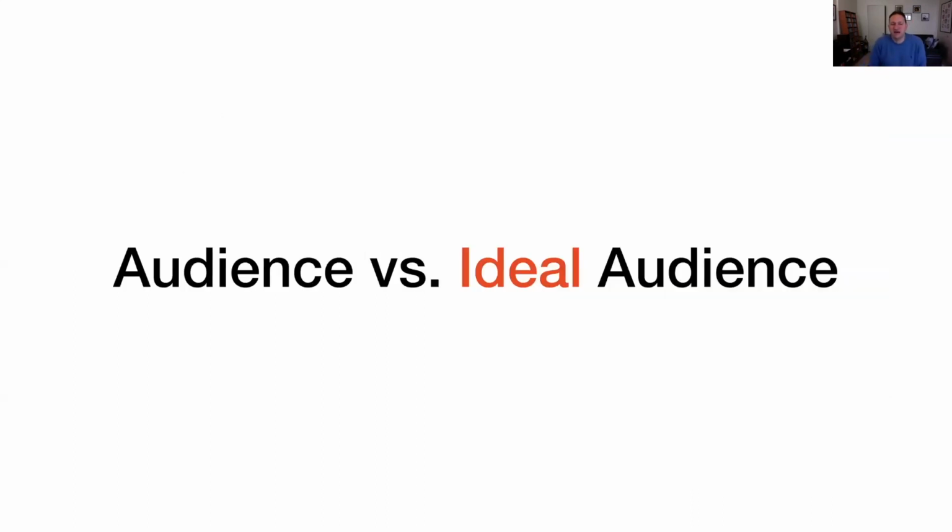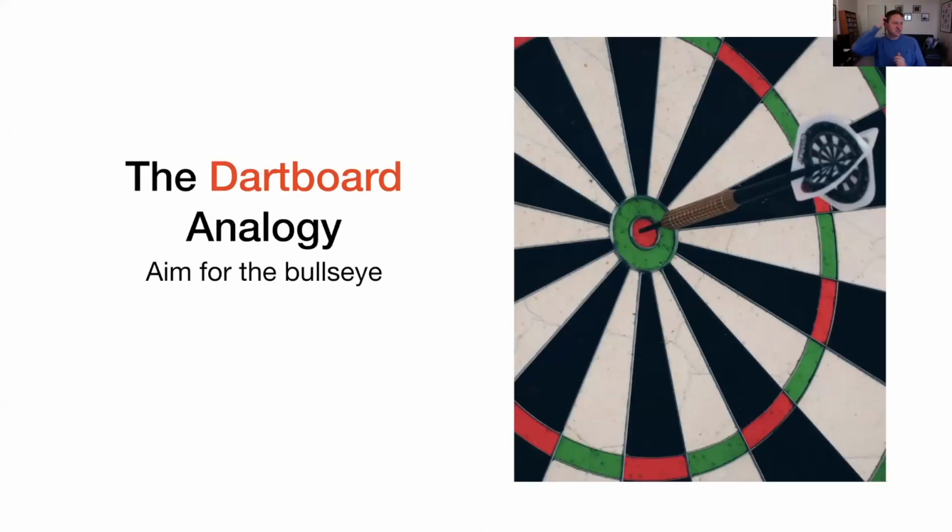Another concept to keep in mind: audience versus ideal audience. For this one, I use a dartboard analogy. A lot of people push back against the concept of niching down and getting specific, because they're worried that it will exclude other people who may like what they do. But the truth is, I like this dartboard analogy because you get the most points by aiming at the bullseye, which is the smallest, most specific niche. But when you throw darts, some of them are going to land outside the bullseye, and you're still going to get points.